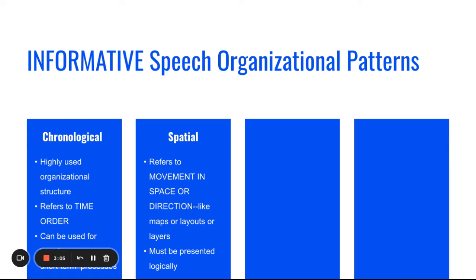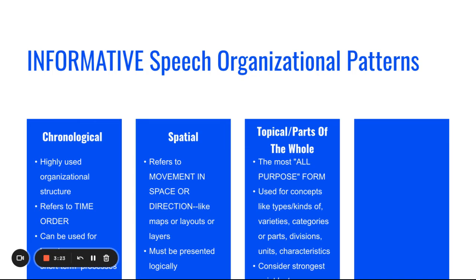Spatial is probably not something you're going to use. It refers to movement in space or direction, like maps or layouts or layers. So it must be presented logically. Think about the weather report on the news. If you go into a field like marketing or advertising and you're wanting to tell how a campaign has impacted different regions, you might approach that in a spatial manner.